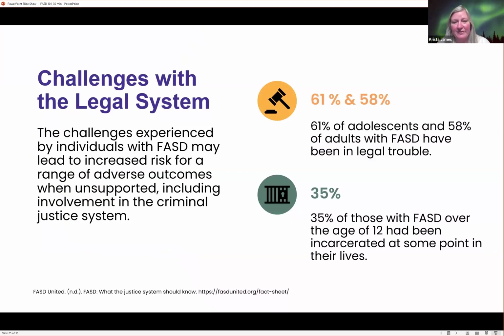61% of adolescents and 58% of adults with FASD have been in legal trouble. And 35% of those with FASD over the age of 12 have been incarcerated at some point in their lives.